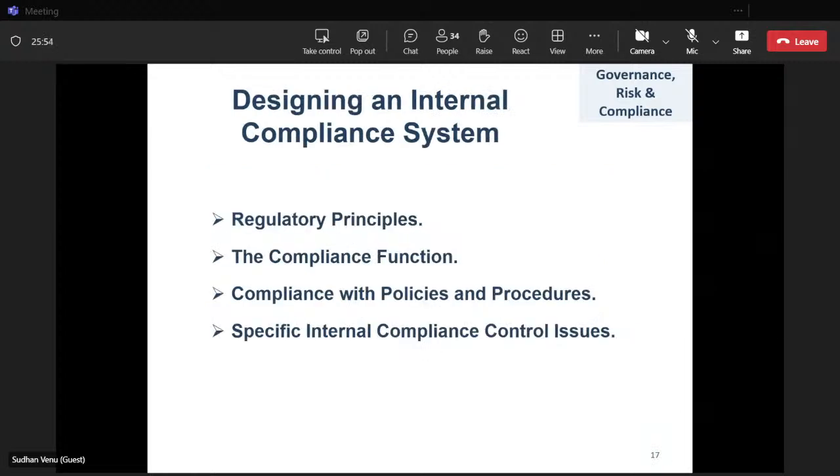So that's all about information security, that is information technology and security. And the next one is we are going for designing an internal complaint system. Any doubts, guys, before moving to the next one?